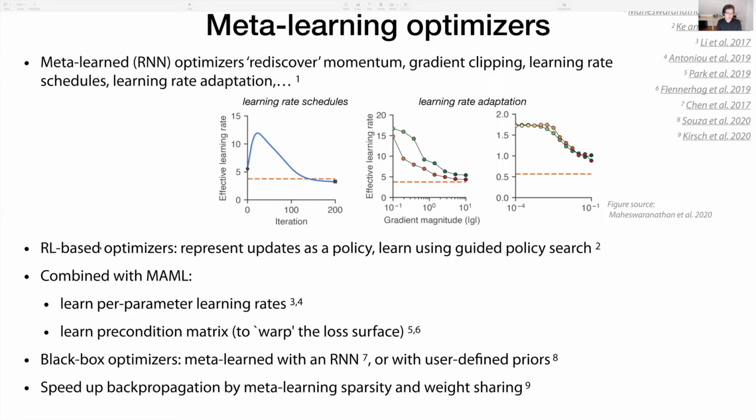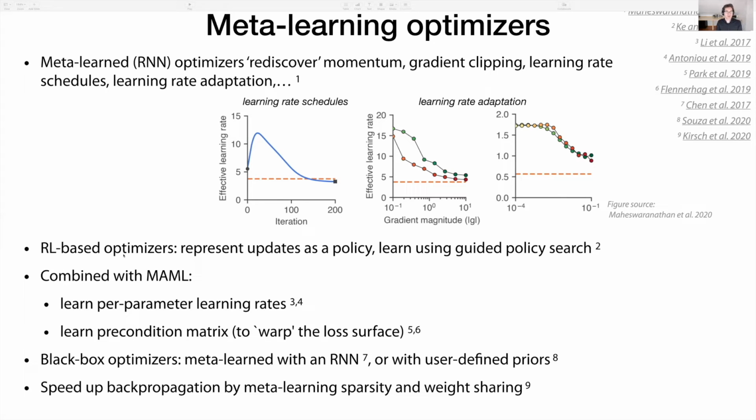There are also RL-based optimizers. There's a nice paper called Learning to Optimize. Here they learn optimizers for, for instance, linear models and simple neural nets, and they use reinforcement learning. They use guided policy search to learn a policy to update the weights of, for instance, a linear classifier.